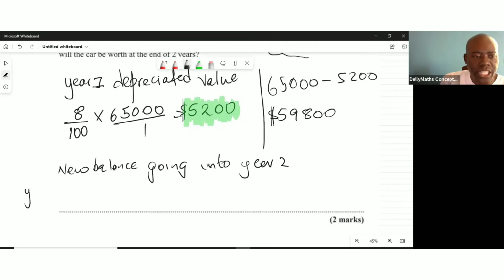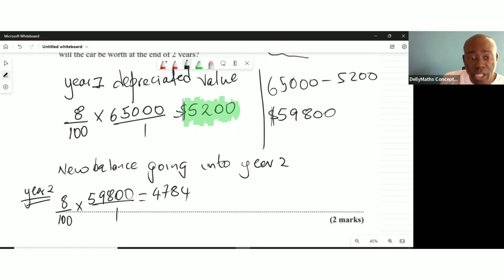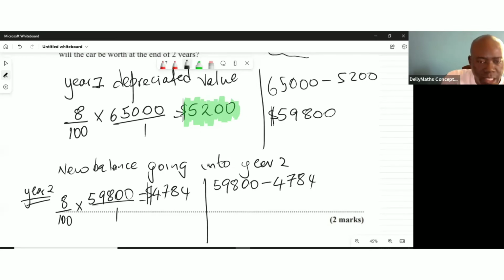So then in year 2, we're still going to be depreciating by 8%, but now we have a new balance of 59,800. 8% of this will give us 4,784. So this is the amount that is being taken off the second year. So remember that the new balance was 59,800. Now we're going to take off 4,784. So let us subtract this.